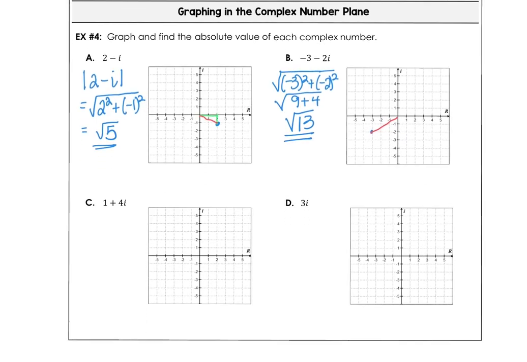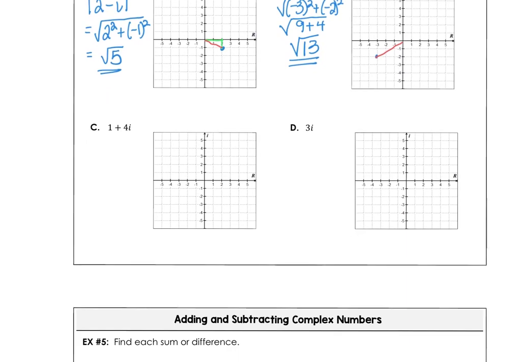For part C, 1 plus 4i is located right here, and we're trying to figure out the hypotenuse there, since that's the definition of absolute value. And we're going to calculate a squared plus b squared, which is 16 plus 1. So the absolute value is the square root of 17.